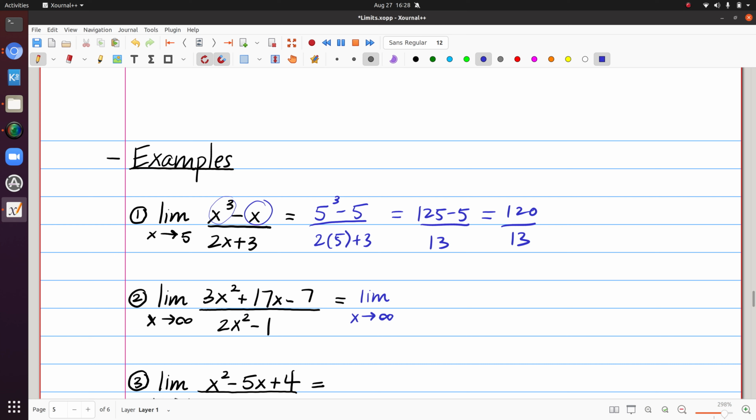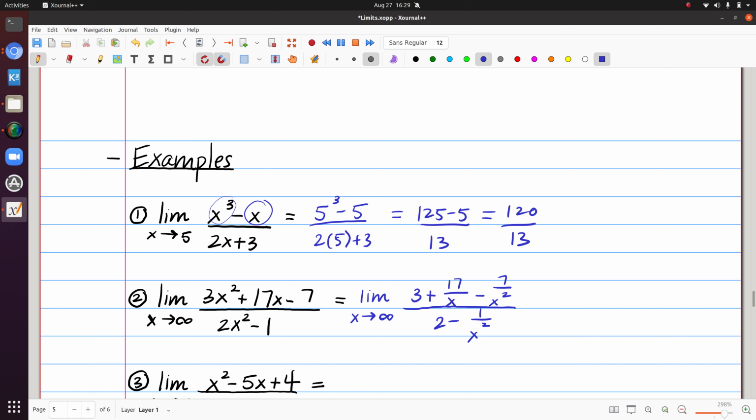One thing I can do that won't affect my limit is divide both the numerator and the denominator by the same thing, that is, divide it by x squared, and think about what happens there. So if I divide everything in the numerator by x squared, I'm left with this. And if I divide everything in the denominator by x squared, I'm left with this.